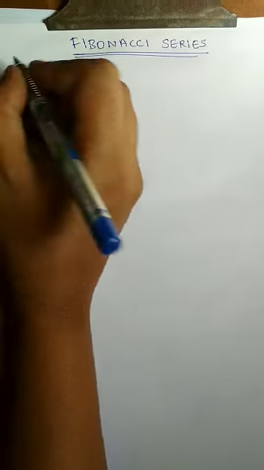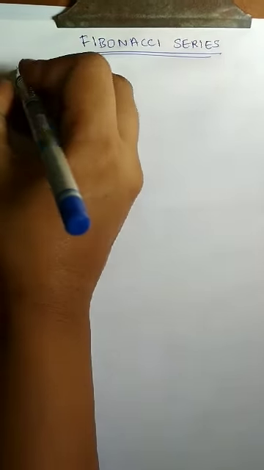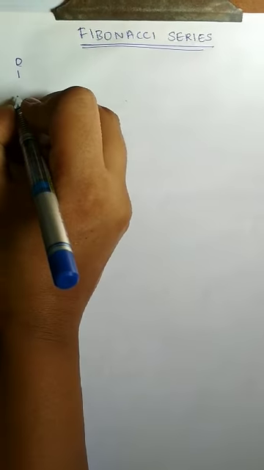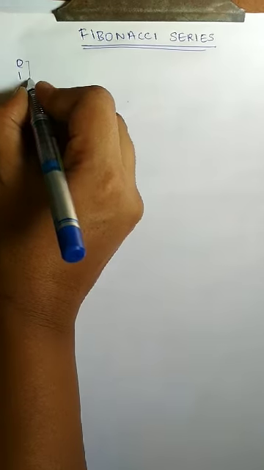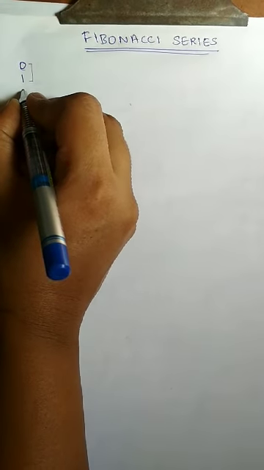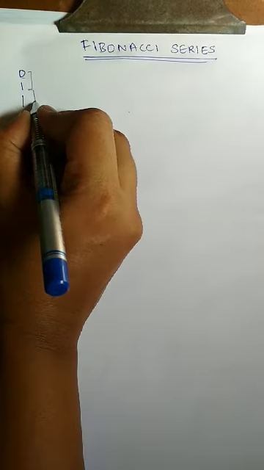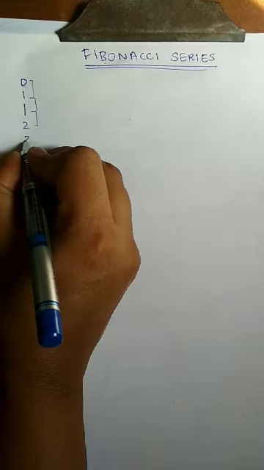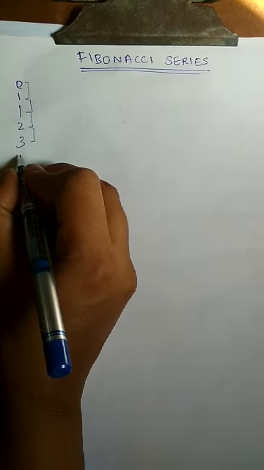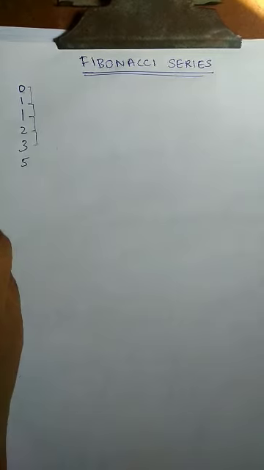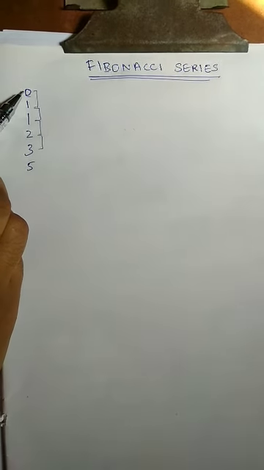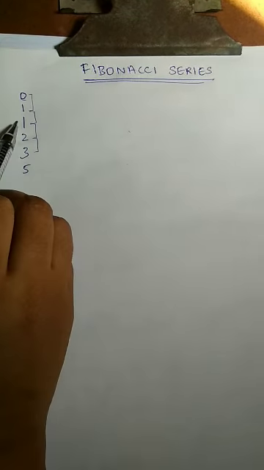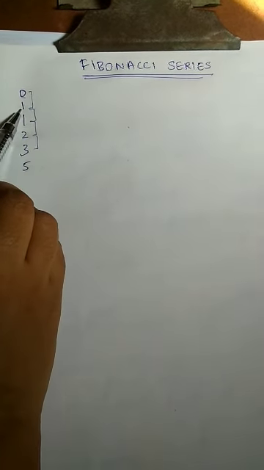The Fibonacci series starts from 0 and then 1. Add these two: 0 plus 1 is 1. Next add these two, it is 2, and adding the previous two, we get 3. Add these two, we get 5. So this is called the Fibonacci series. That is, the first number will be 0, the next will be 1, and then we get the next number in the series by adding the previous two.